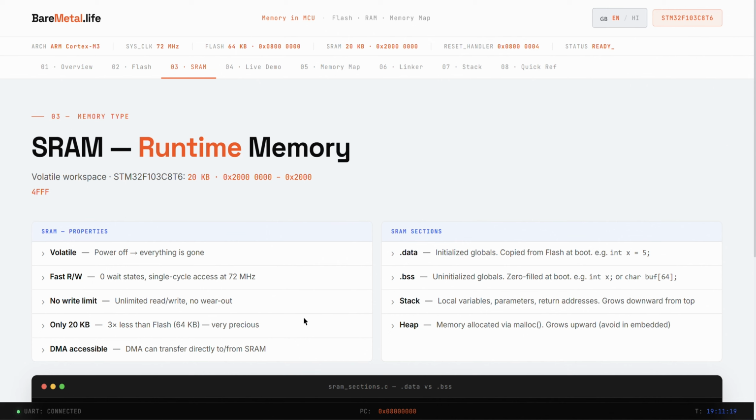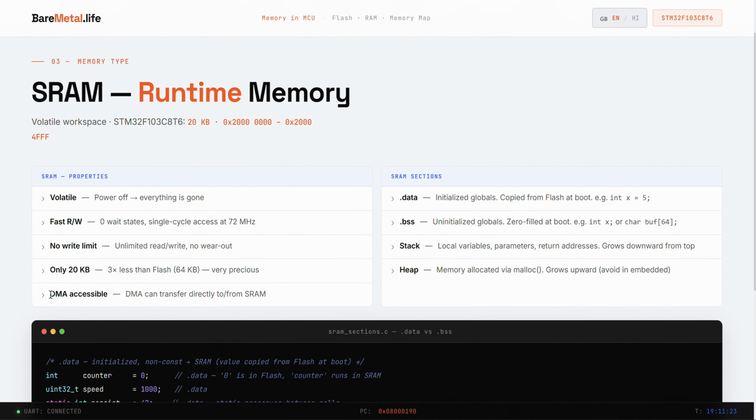Note that: always. One more important thing for SRAM is DMA accessibility. The DMA controller can transfer data directly to and from SRAM without involving the CPU at all. That's a big deal for performance.